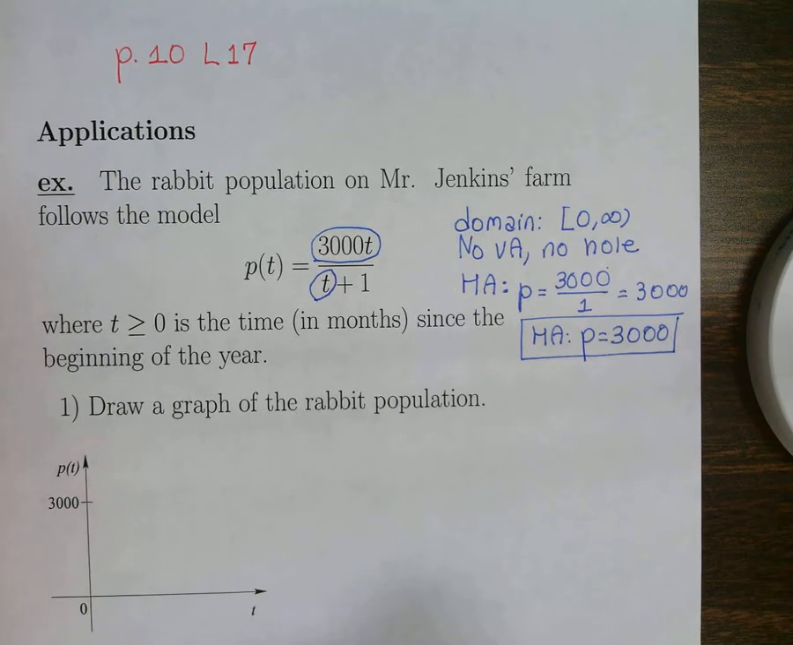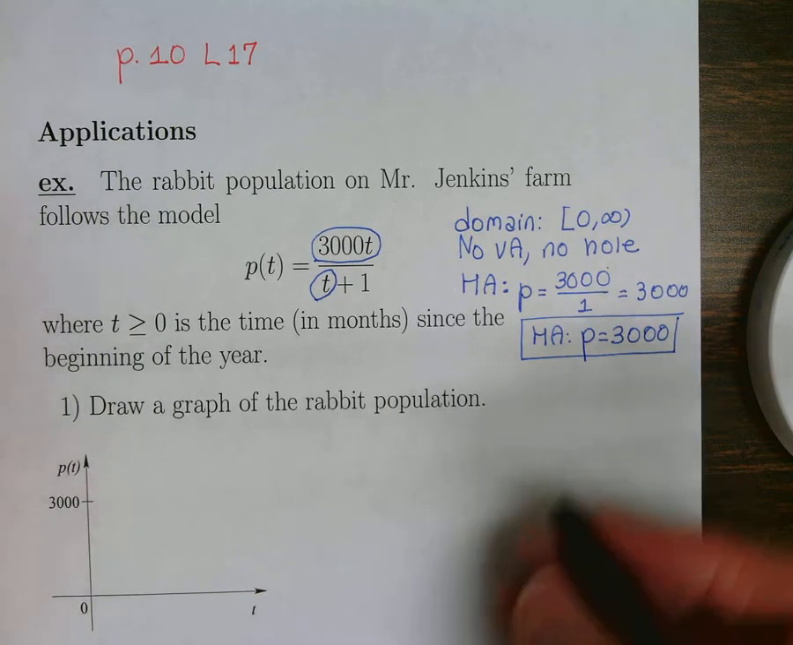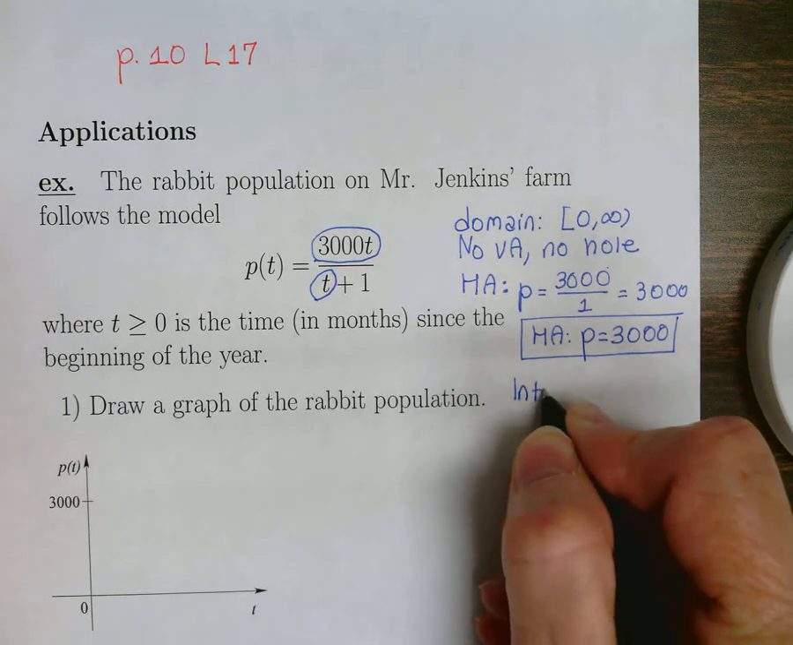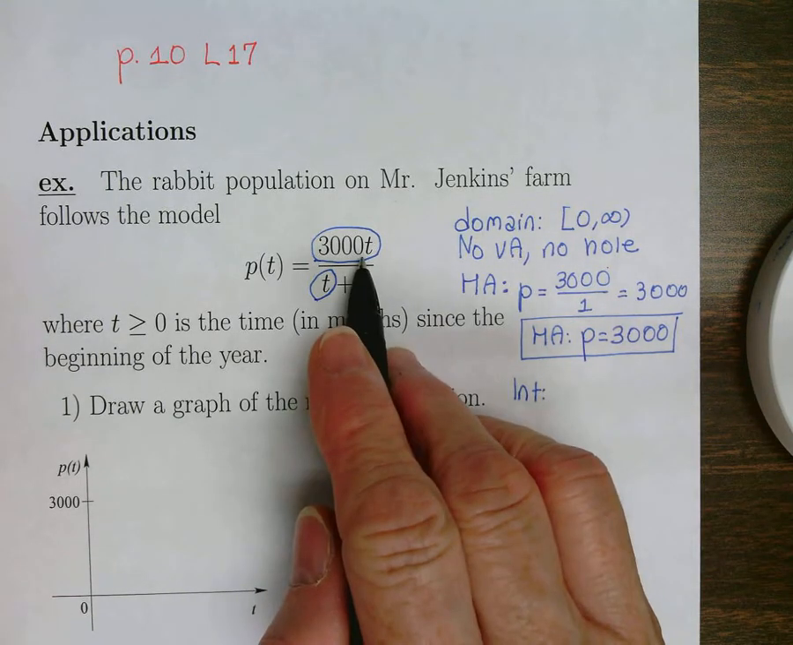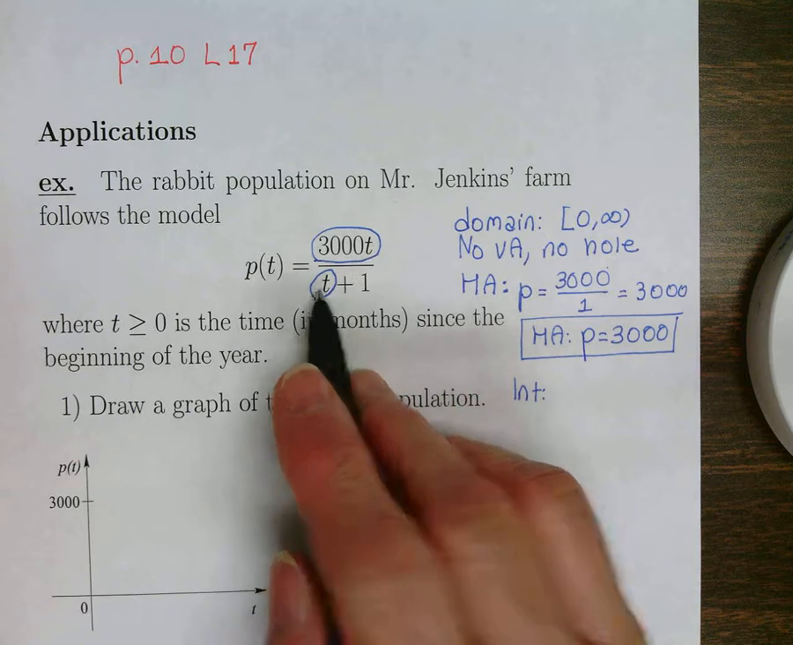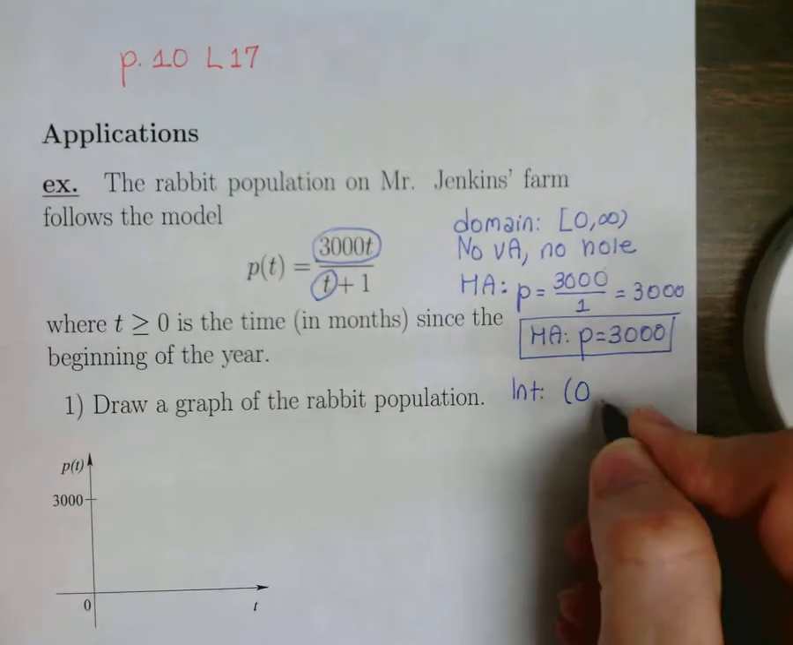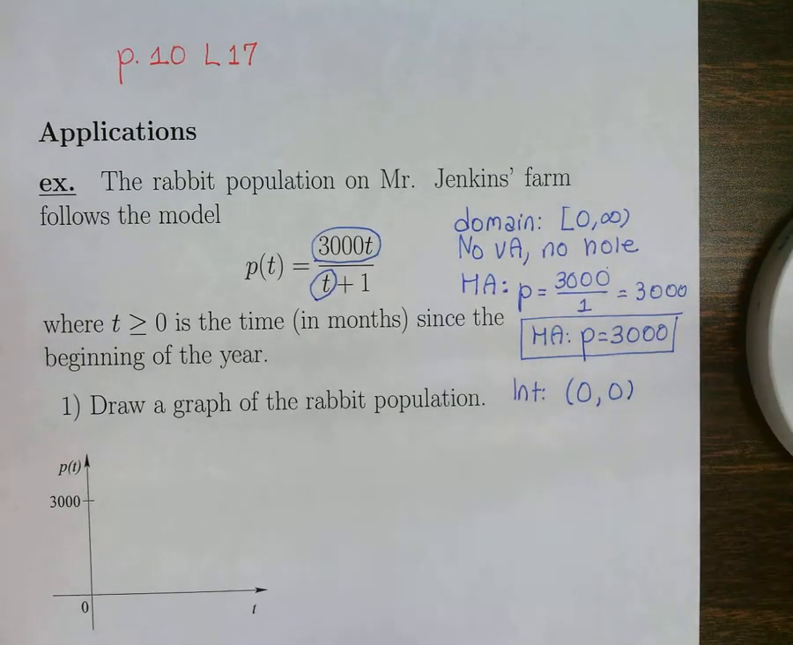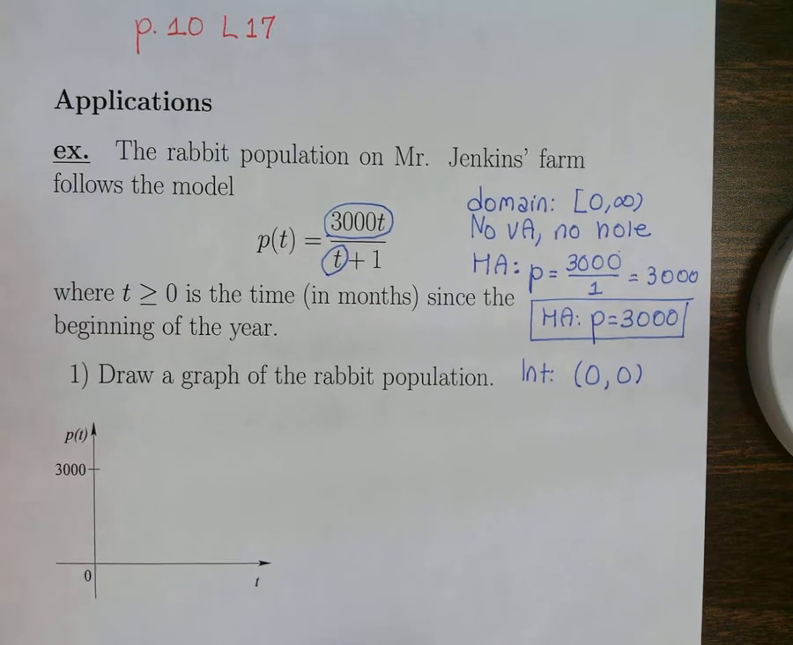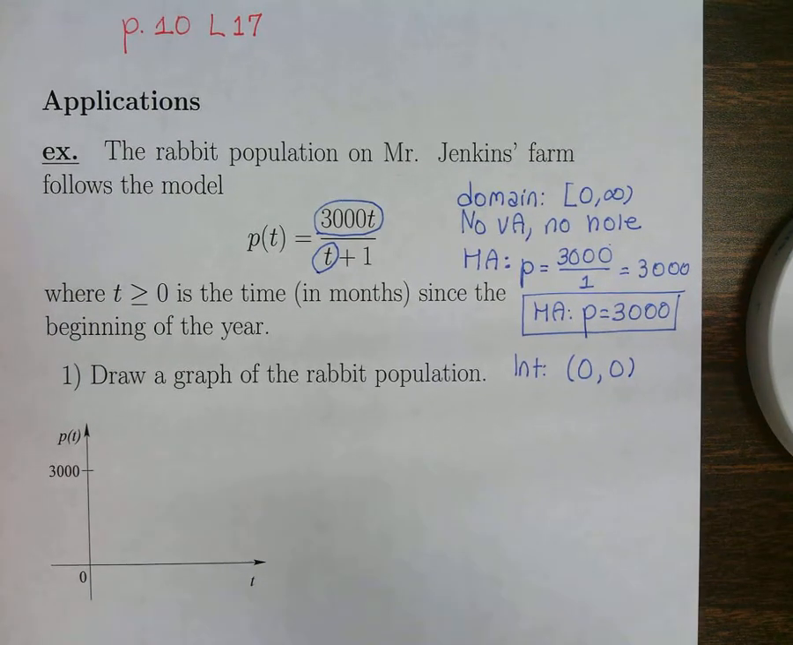And then we have our intercepts. I think you can see that the only intercept we have is going to be at the origin. At time t equals 0, we're assuming the population is 0, so he has no rabbits. He starts counting when the first ones come.